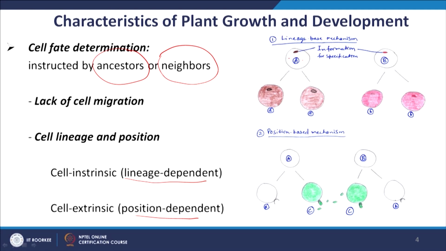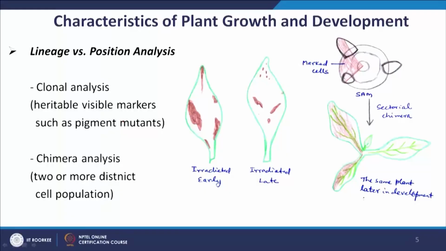So, these descendant cells or daughter cells are going to take the identity or the fate as instructed by their parent cell. But if this is a position based mechanism, then the parent cells do not have any information for specification, they just divide and give rise to daughter cells. Now, the daughter cells which are next to each other pass the information. So, this cell might get information from this cell, and this cell might get information from this cell, and based on that they decide what is their relative position in the body, and that helps them to take the identity.